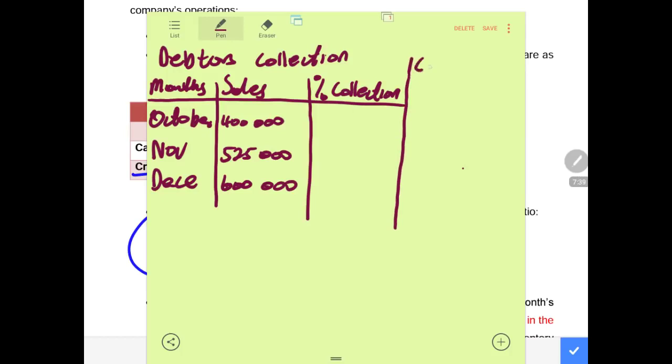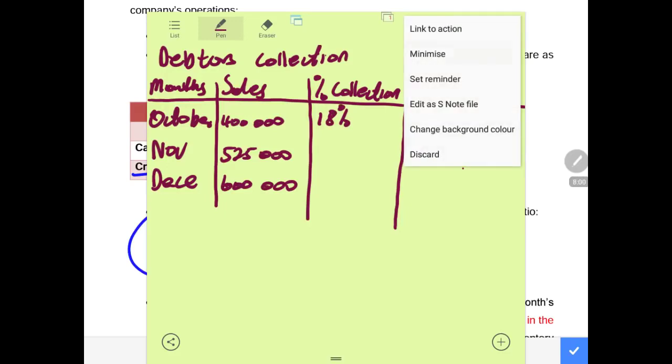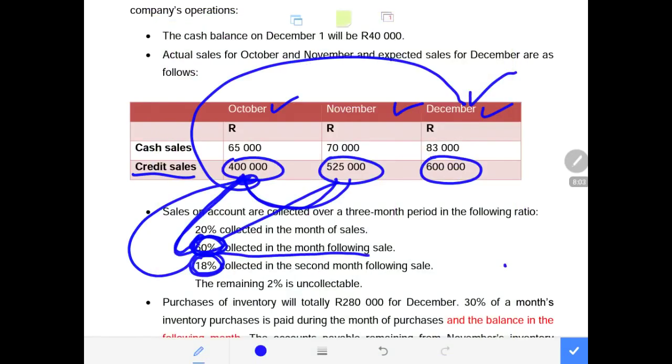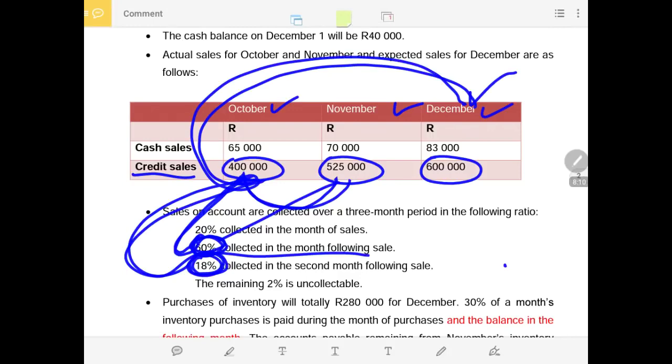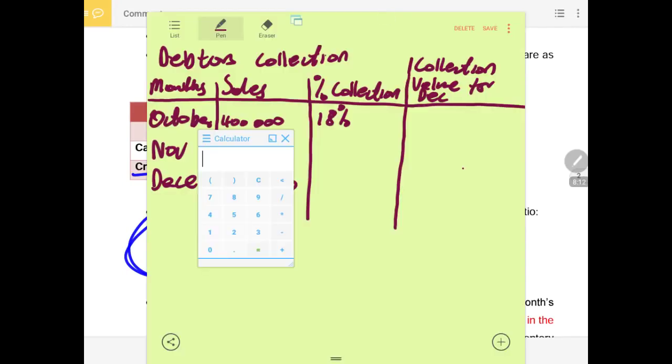Then here I will have collection for December. This is the collection value or collection amount for the month of December. So now I need to know that 18% of the sales of October will be collected in the month of December, because that is the second month following the month of sales. This is the 18% of the sales of October collected in the month of December, the one that I just have explained.